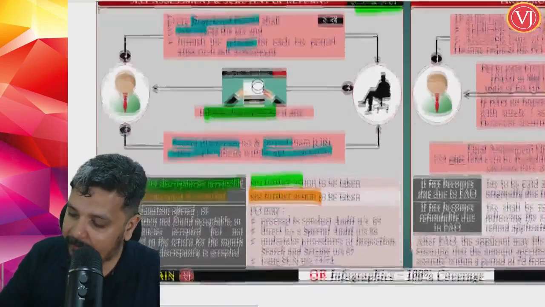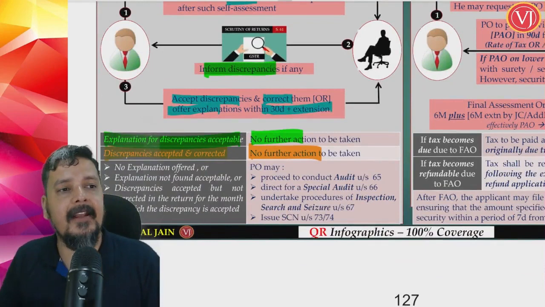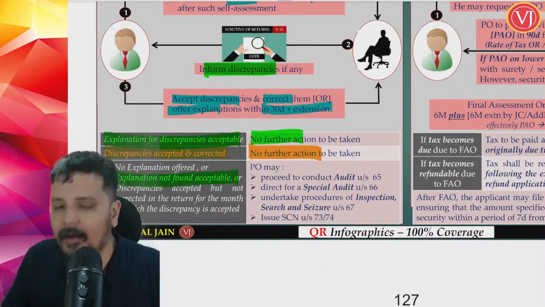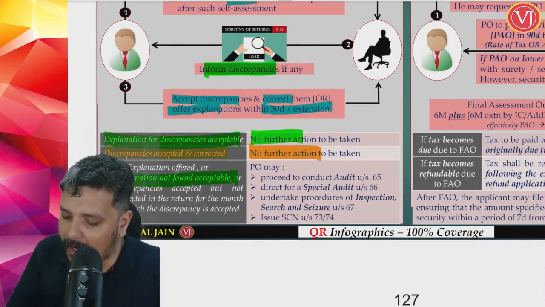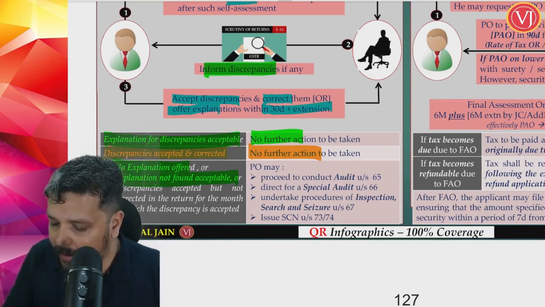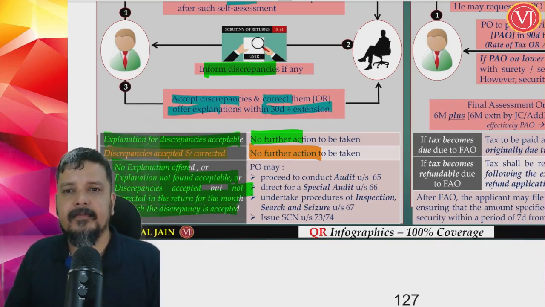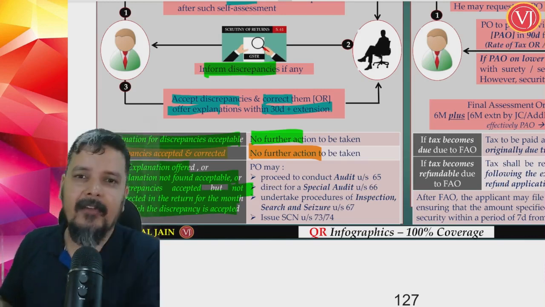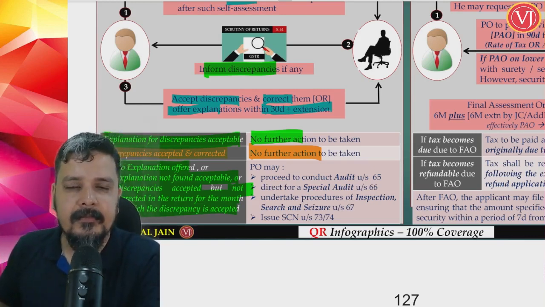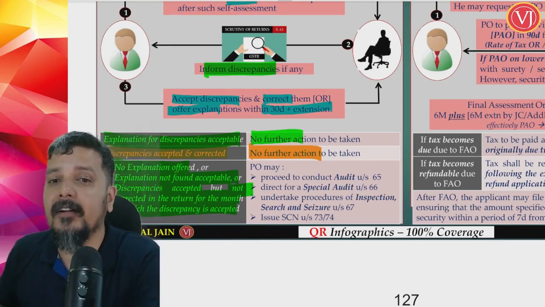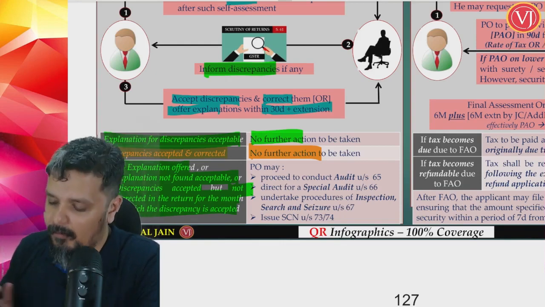When the issue starts: if he is not accepting his mistake, he is telling that there is no mistake, if he is offering an explanation which is not found to be acceptable, or if he is not taking any action, neither reply nor acceptance, or the discrepancies are accepted but he is not correcting them in the next month. All these mean that he is not ready to go ahead. Either he did not give any reply, or his reply was not satisfactory, or he accepted that there is a mistake but he is not correcting it. But he is not, what will the officer do?